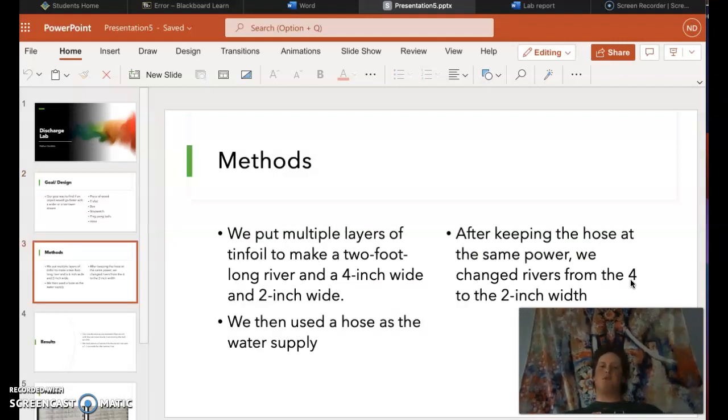For our methods, as I said earlier, we put multiple layers of tinfoil to make a 2 foot long river, 4 inches wide and 2 inches wide, so we had two different ones. We used the hose as the water supply, and we kept the hose at the exact same power the entire time. That way, the only thing that we were changing was the width of the river.